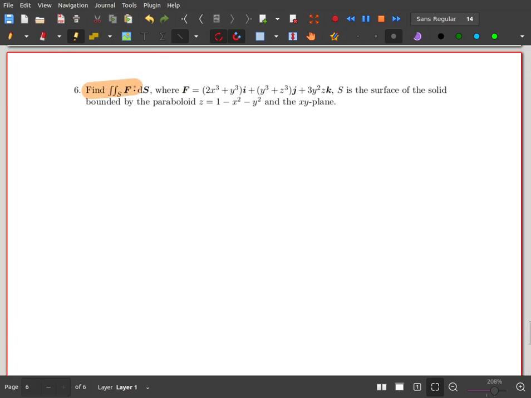We want to find this double integral. We are given what f is, and S is a solid that is bounded by the paraboloid and the xy plane. And we're given what the paraboloid is. Okay, so let's attempt to sketch this out. I can't promise it's going to look pretty. Well, I can't even draw a straight line, so there's that.